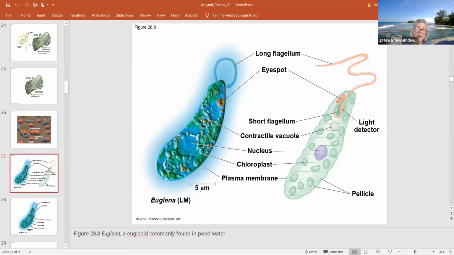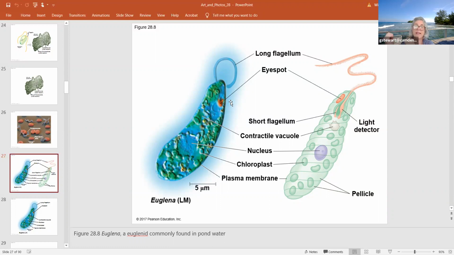They do have what we call an eye spot. This is not so much something that can see per se, but it is able to detect light. And so the euglena can swim toward the light or away from the light if it's too bright. You need the light, obviously, for the photosynthesis.